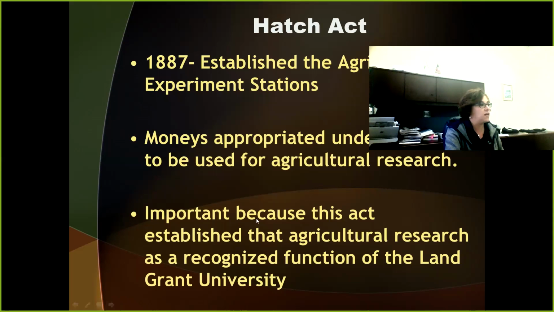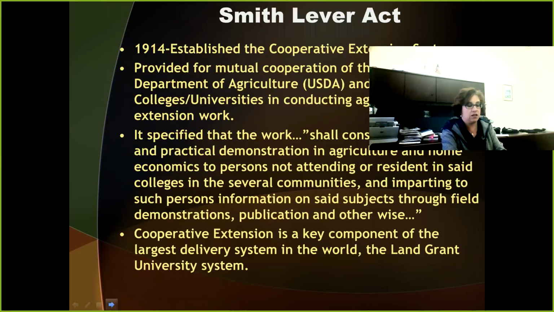The Morrill Act also said that the land-grant university had to do research within the area of agriculture, and the Hatch Act gave money to that function. Then in 1914, again, we had all this great research happening, but we couldn't get it out into the hands of the people. So that established the cooperative extension system.